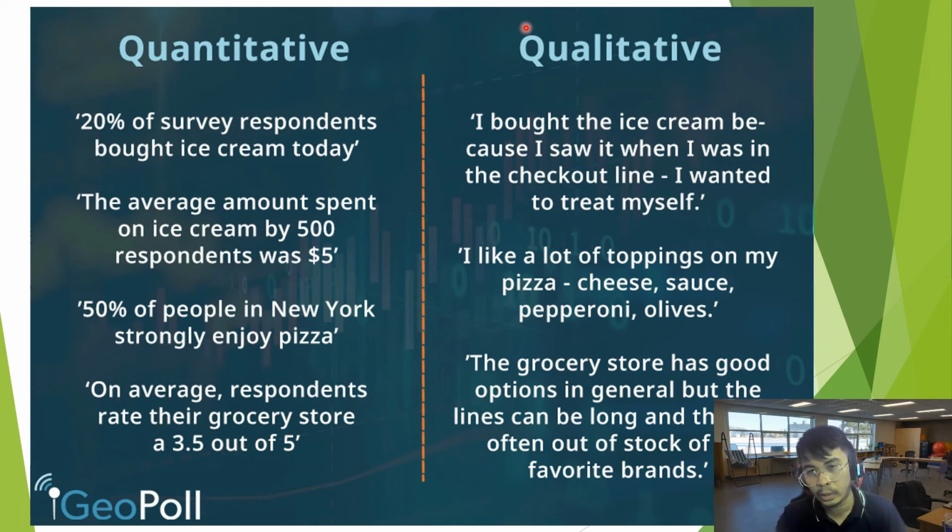Well, for qualitative data, we just have words and descriptions, okay? Like this one: I like a lot of toppings on my pizza, more on cheese, sauce, pepperoni, and olives, okay? So that's how we distinguish between the two.